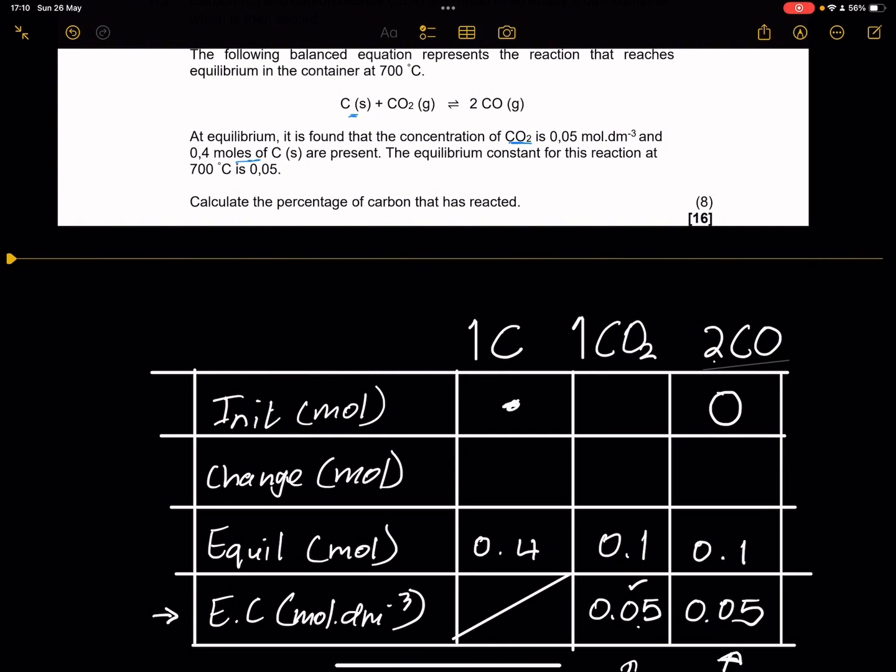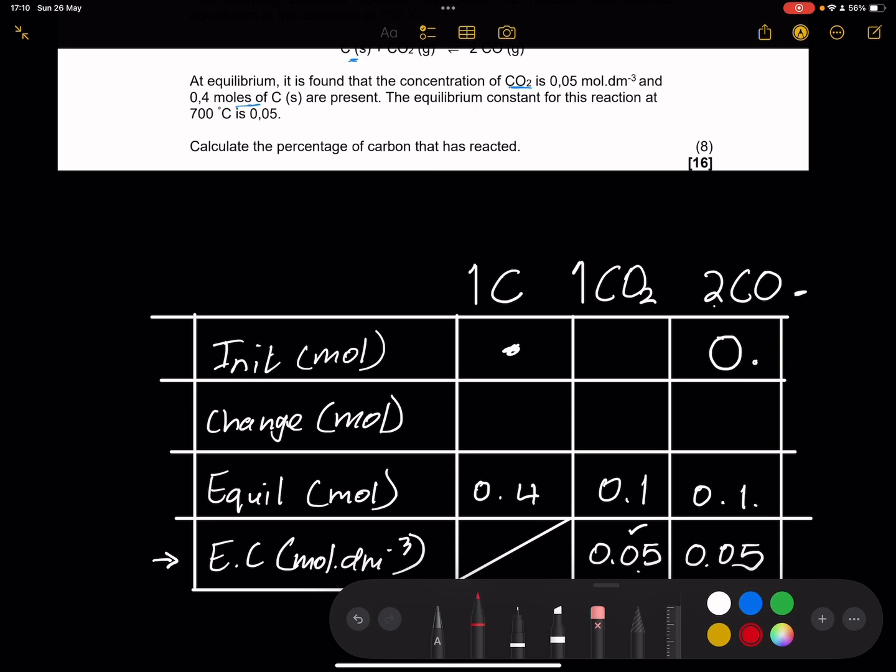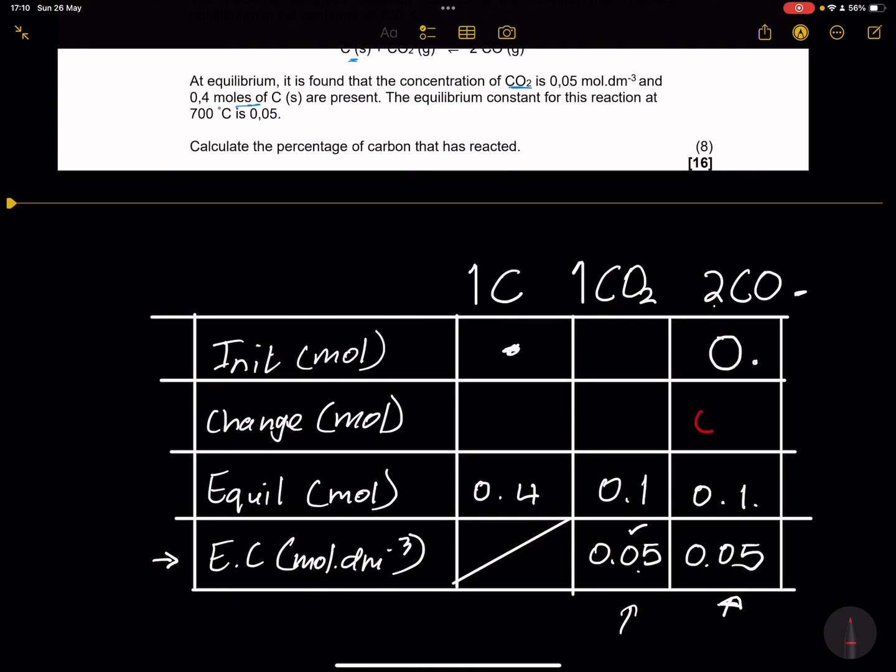So now, which means, where do I have the most information? Well, with carbon monoxide, I know I started with nothing. And at the end, I've got 0.1. Well, how much did I produce in that case? Well, it means that I must have produced 0.1, isn't it? So this means that the amount of carbon monoxide that we were able to produce is 0.1 moles.